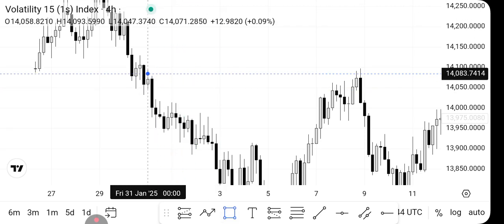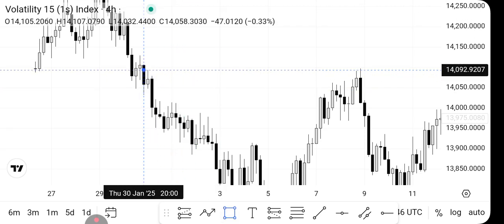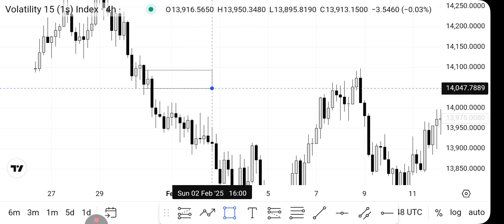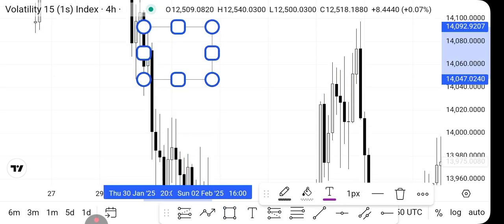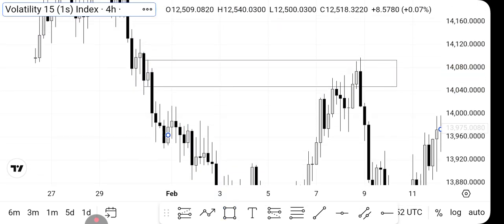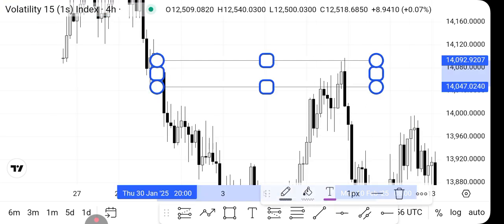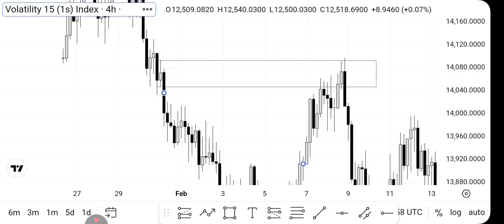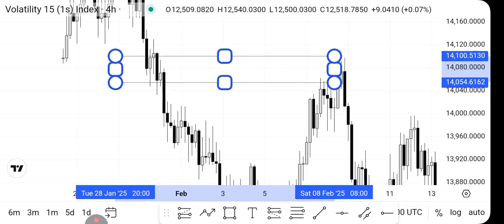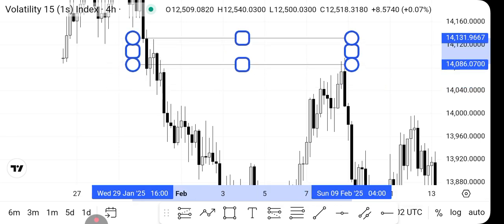So where are you marking out from? You mark it from the wick, right? And then you extend it out. You see this. Now, market did this because that's actually an inducement. This is actually the main order block here. So you pick this.